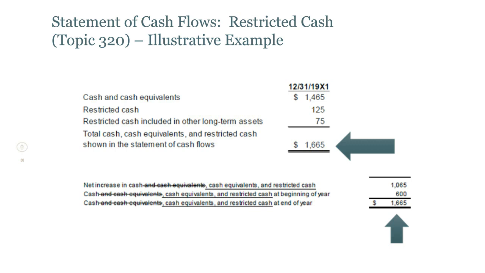The standard is effective for public entities for calendar year 18 or fiscal year 19, and then for those that are not public entities, you've got another year, so it's calendar year 19 and fiscal year 20, but it should be fairly easy to incorporate. If you do have restricted cash, you just have to add that into your cash flow statement, so it shouldn't be a lot of work there.